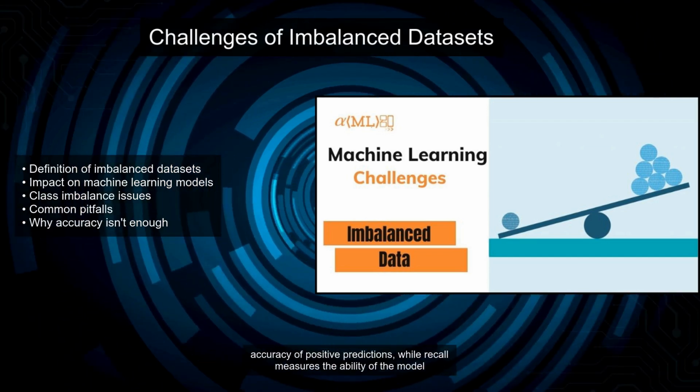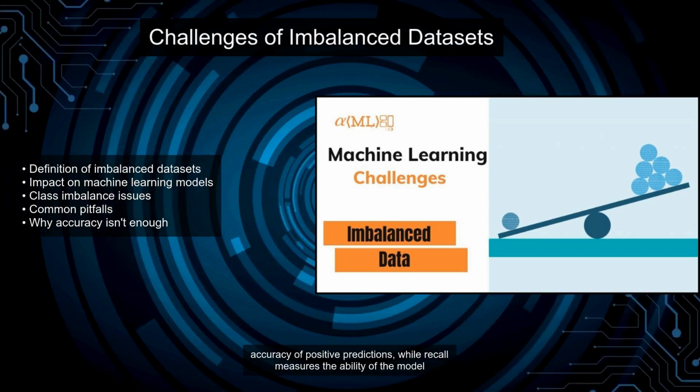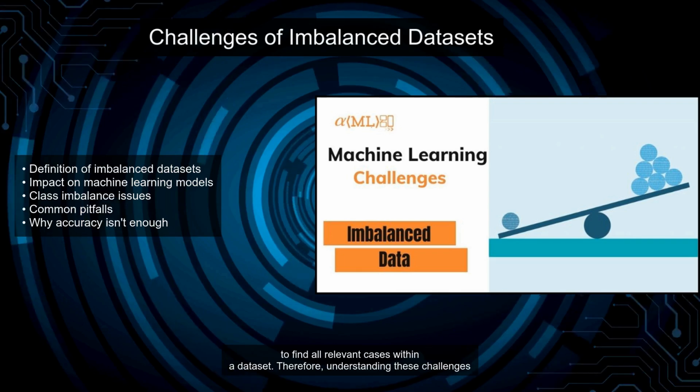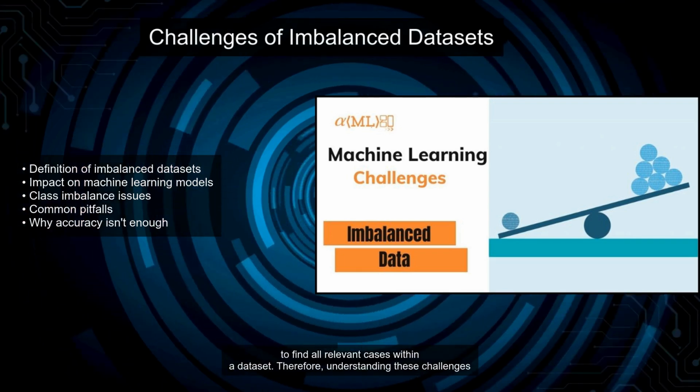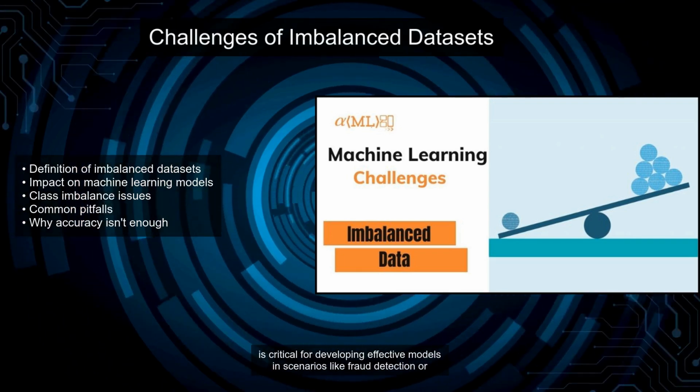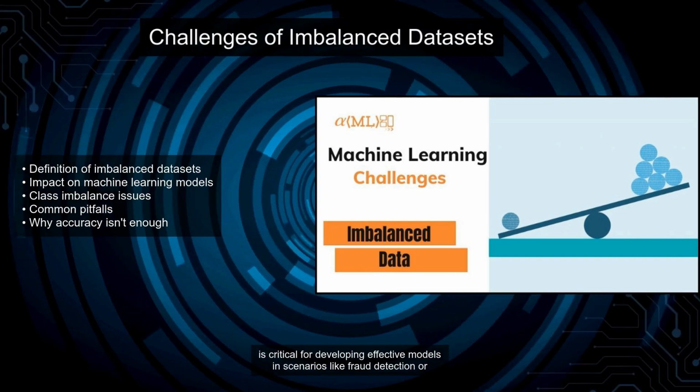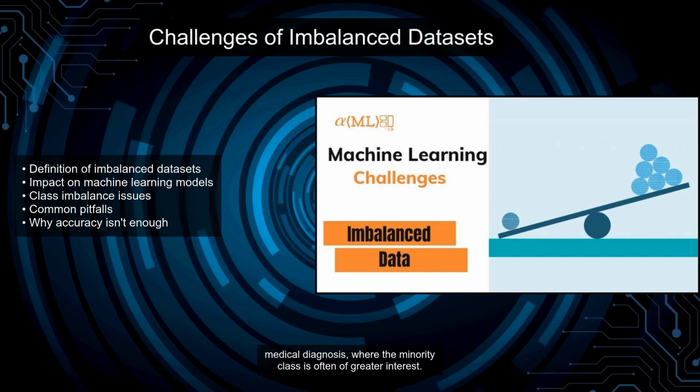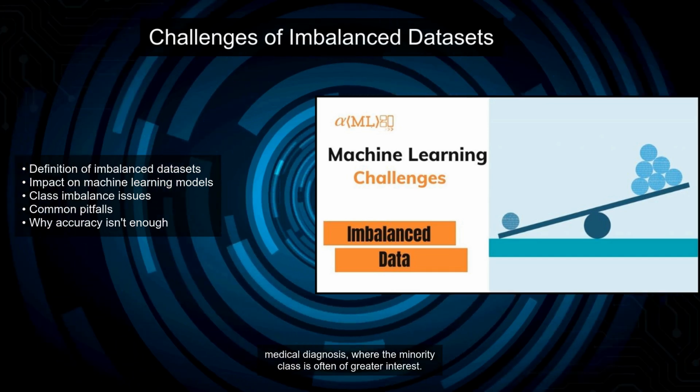Precision measures the accuracy of positive predictions, while recall measures the ability of the model to find all relevant cases within a dataset. Therefore, understanding these challenges is critical for developing effective models in scenarios like fraud detection or medical diagnosis, where the minority class is often of greater interest.